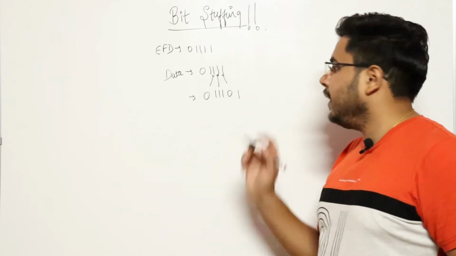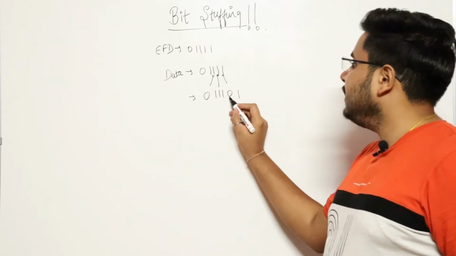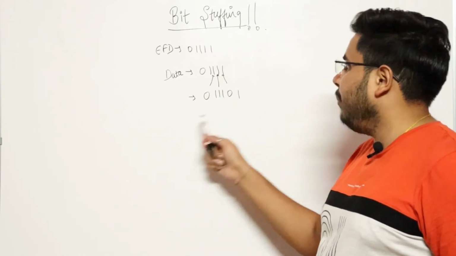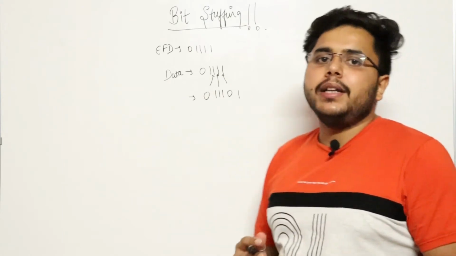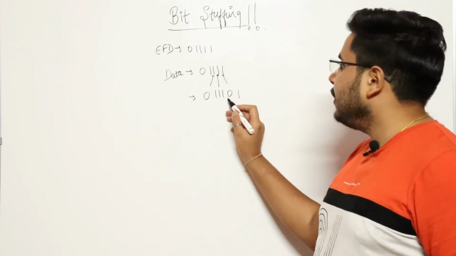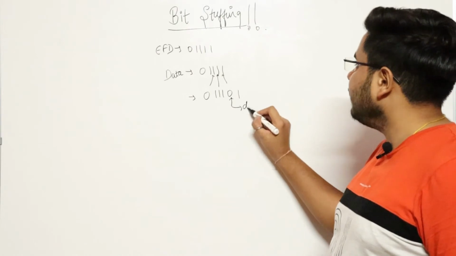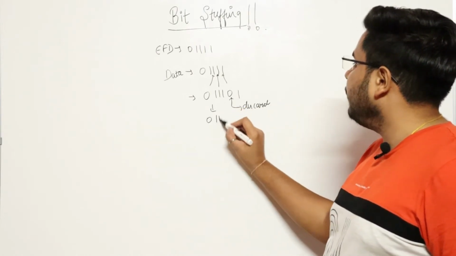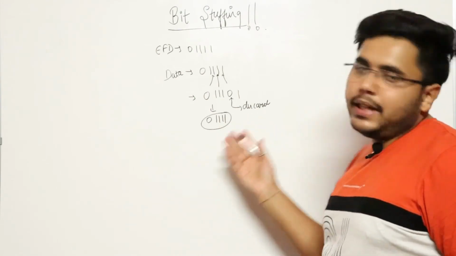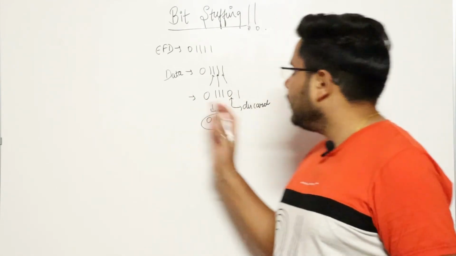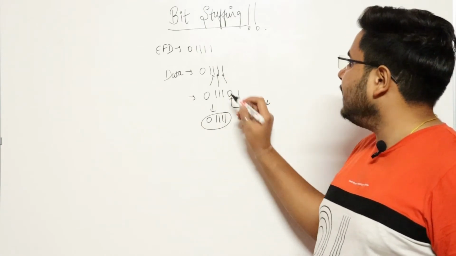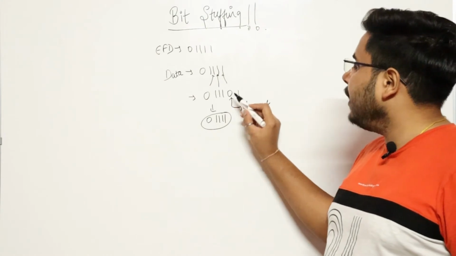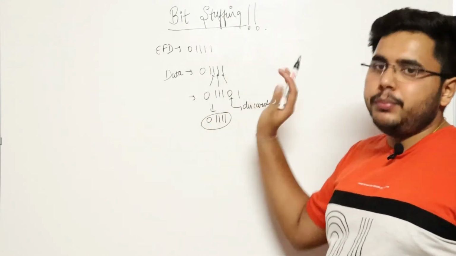When the receiver gets this data and encounters this 0, it will understand that this pattern may match the EFD, and that's why the sender put a 0 here. So the receiver will discard this 0, and it will accept 0 1 1 1 1 as the desired data. So this was the first thing that we do. We are just adding a bit in our data in order to break the pattern. This is known as bit stuffing.